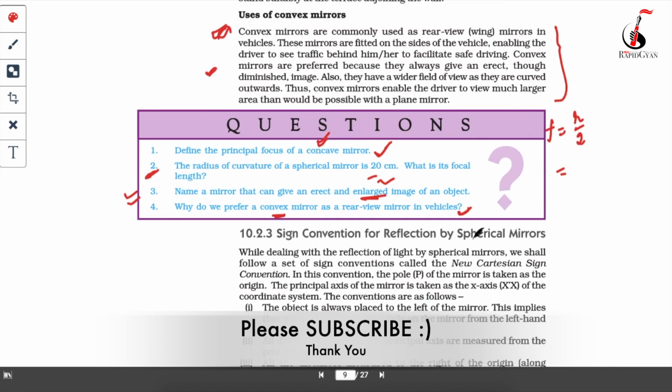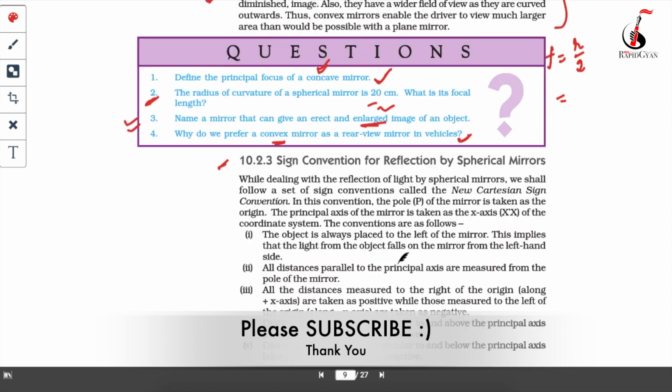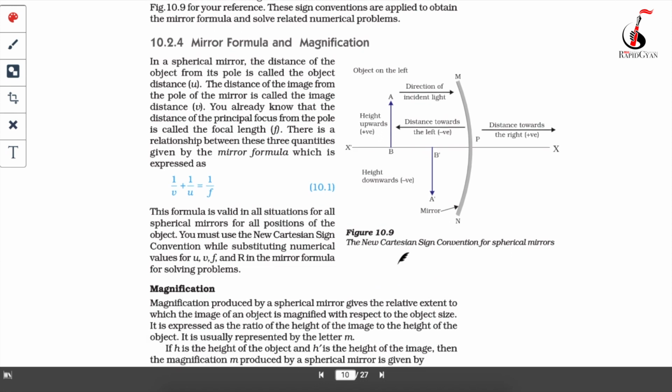Alright guys, that's it for this video. In the next video I will be starting the sign convention for reflection by spherical mirrors. Okay, we will study the mirror formula and its magnification, and we'll solve the numericals on this.